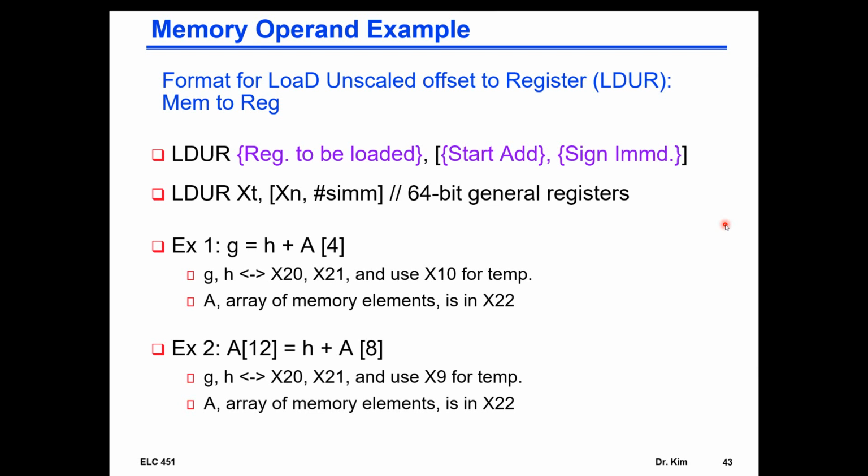So the only way that we can get to memory is through the register file by loading items from memory into the register file. And then when we want to put something in memory, we store from the register file to the memory. So one such instruction of that group is the LDUR, which means load unscaled offset to register.